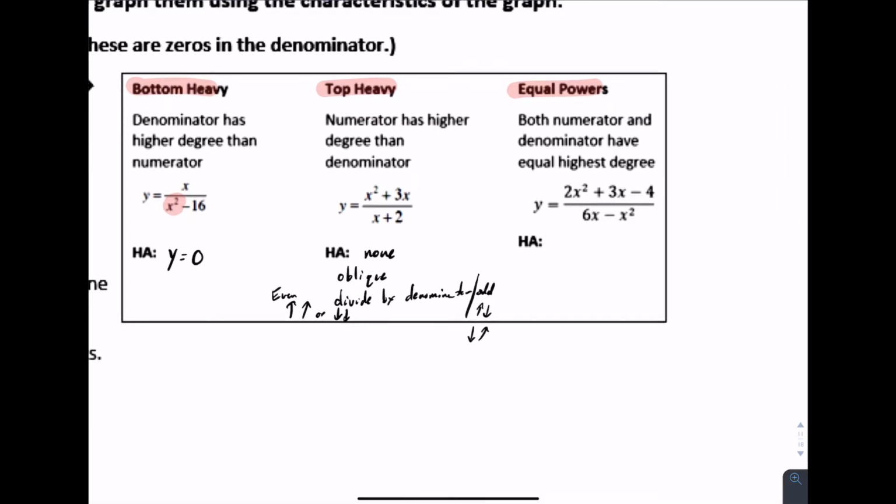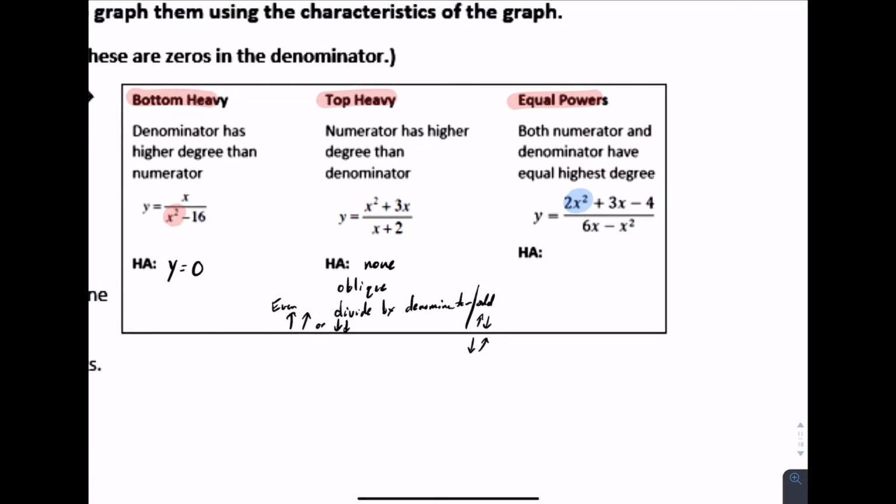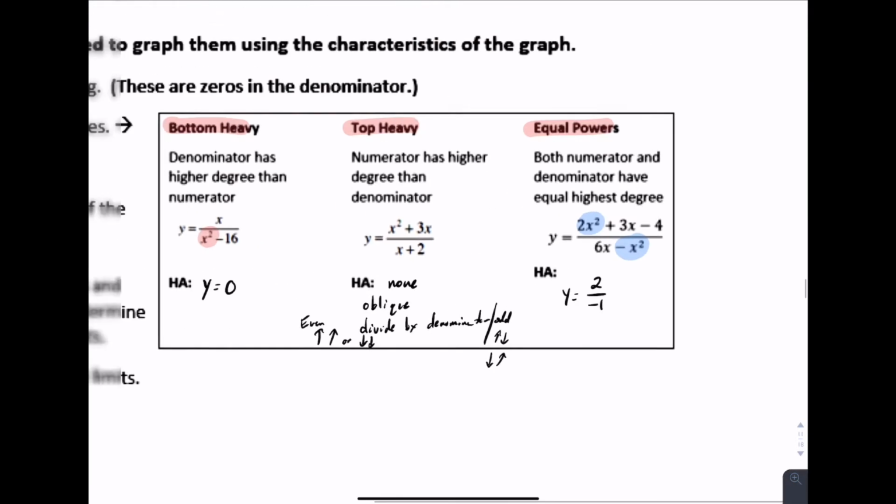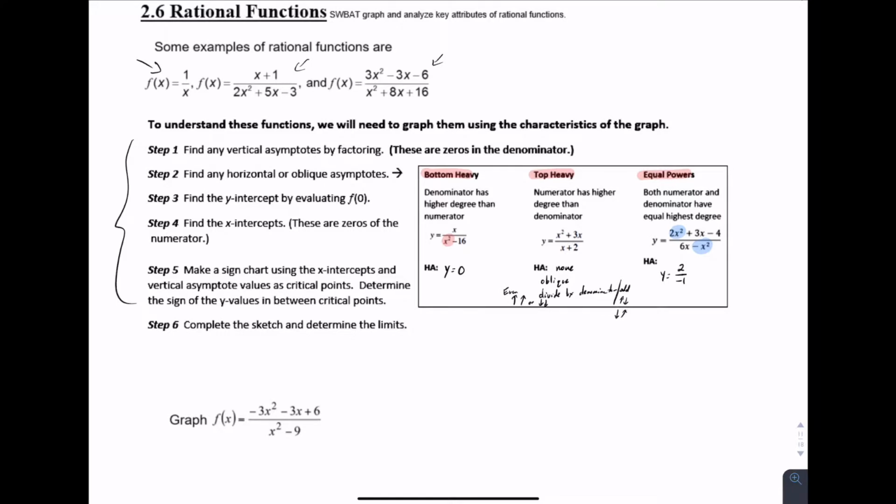And then the easiest one is if it's equal powers. Notice right here, I'll do it in blue, it's x squared and x squared, and don't forget to include that negative sign, whatever signs are in front of it. Then you just get those two coefficients and divide them. In this case, it would be 2 divided by -1, and that would be your horizontal asymptote. The rest I'll explain as we go.